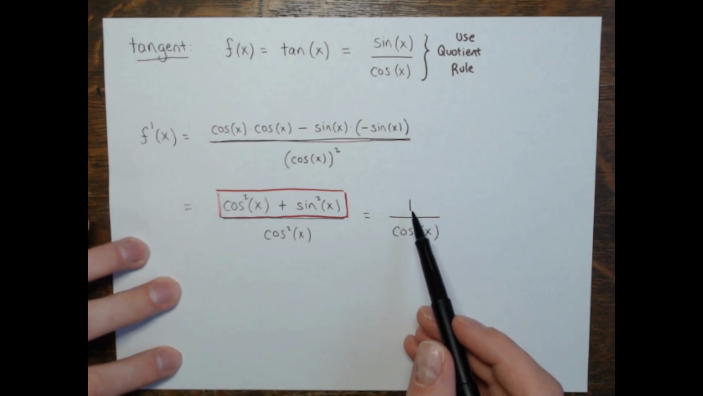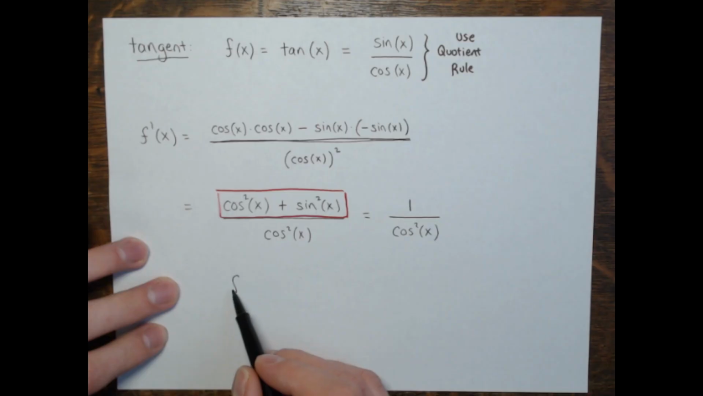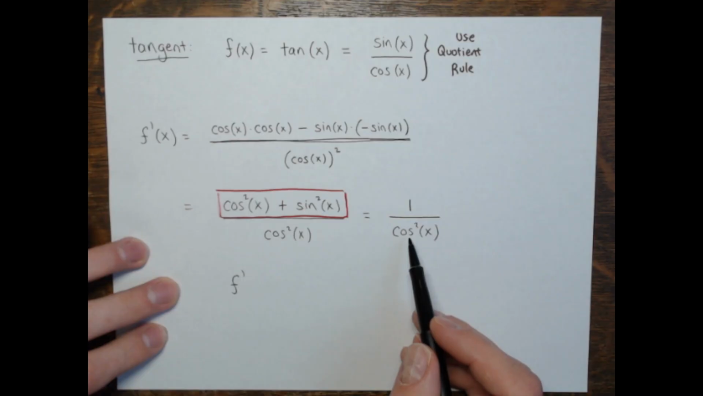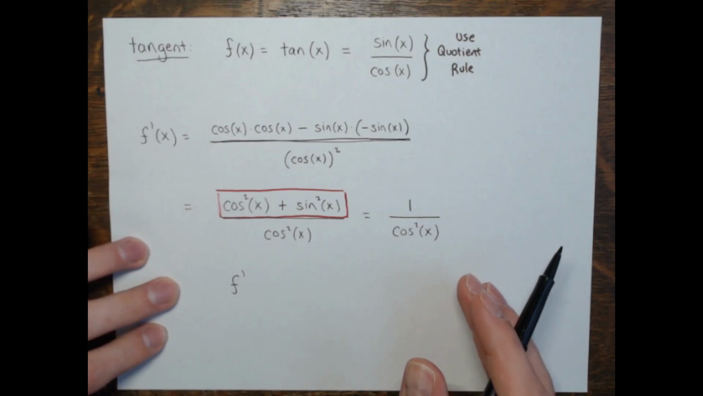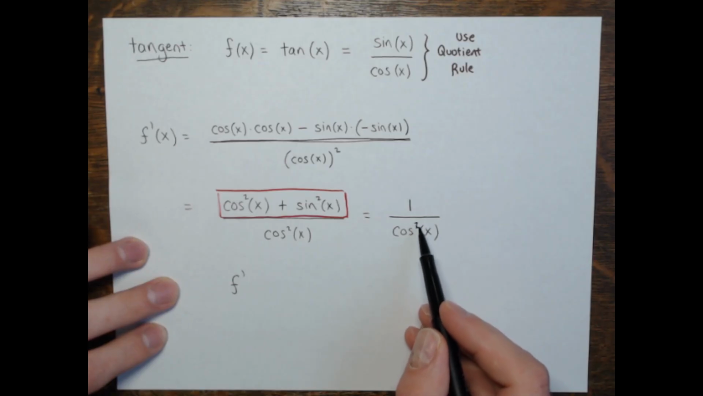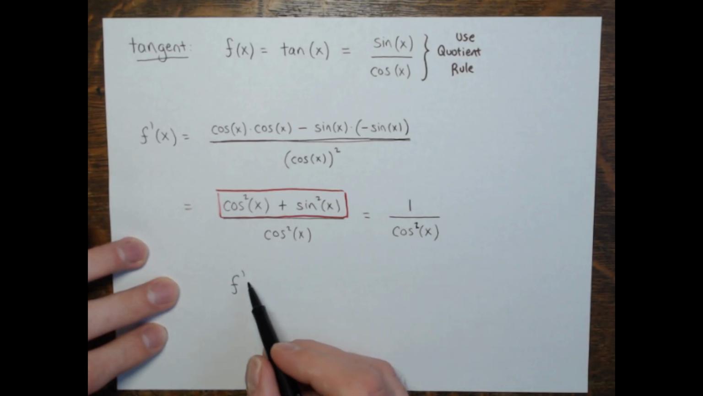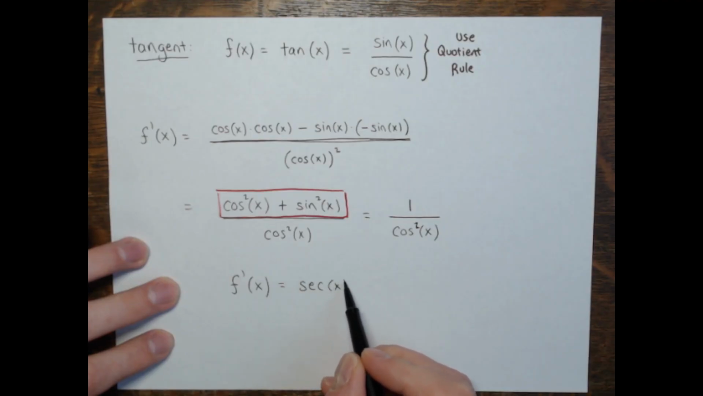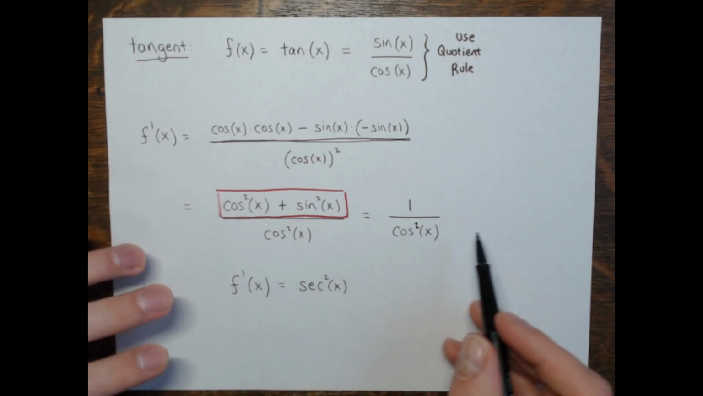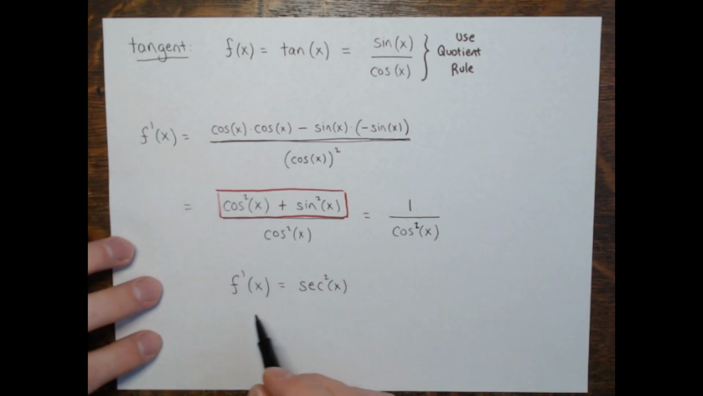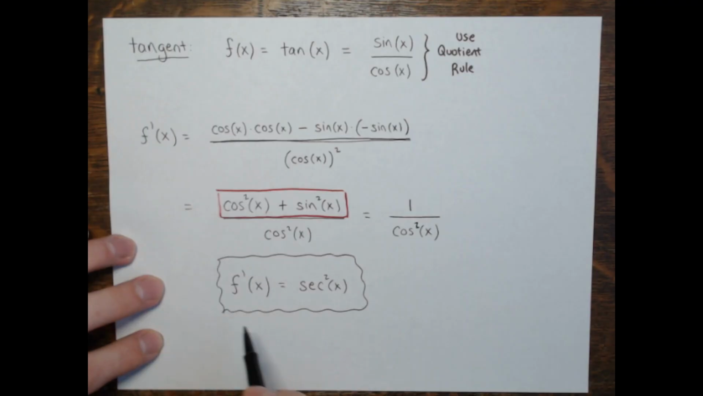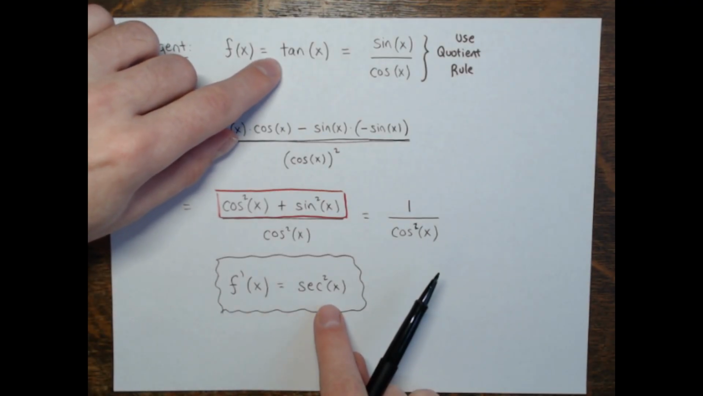There's an even quicker way to write this. You may recall that 1 over cosine is secant, SEC. And this is 1 over cosine squared. So the derivative of the tangent function would be called the secant of x squared. It's 1 over cosine times 1 over cosine again, or 1 over cosine squared. But here is the derivative of the tangent function.